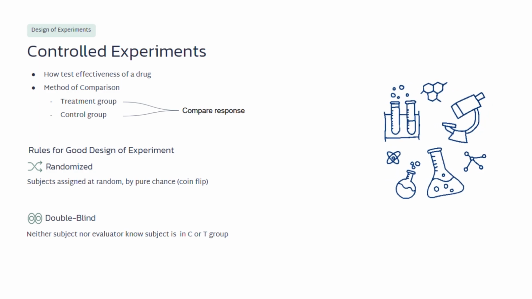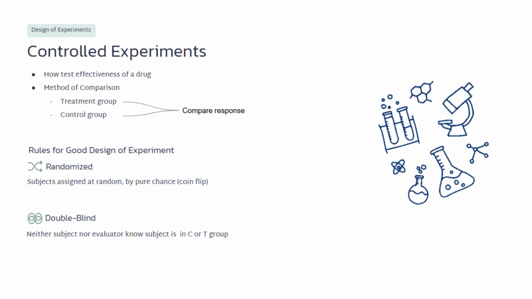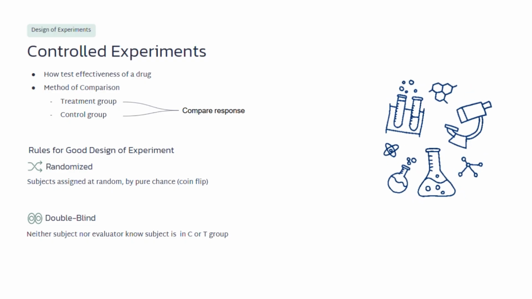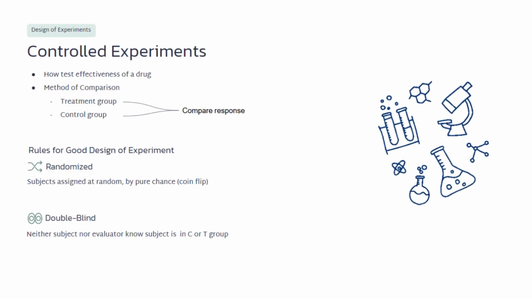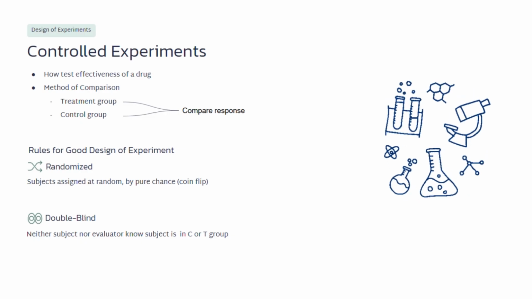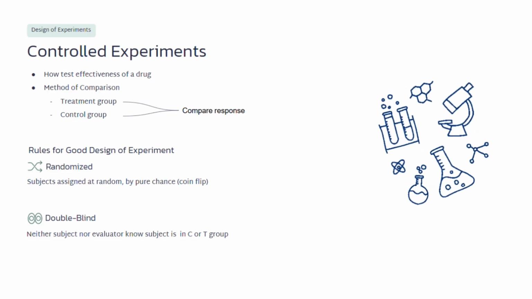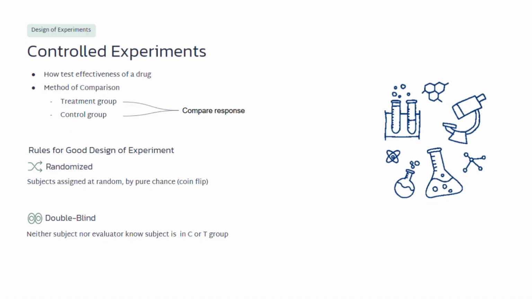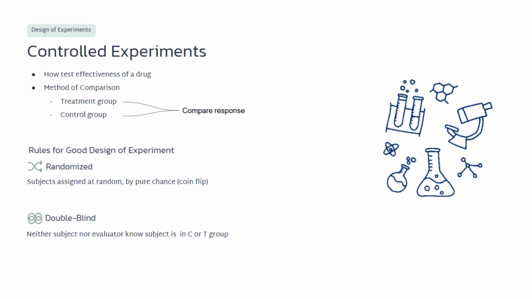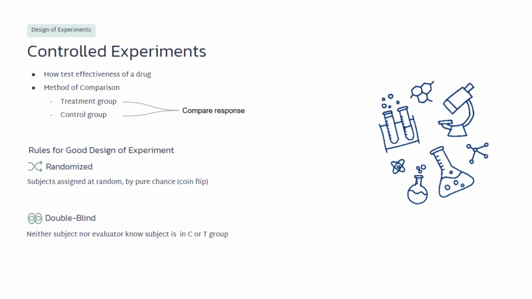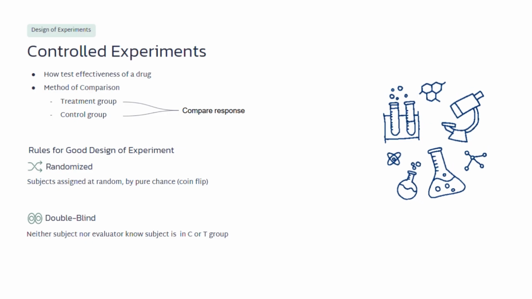There are some well-established rules for a good design of experiment. A good design requires that the subjects are assigned to control and treatment group at random. So we talk about a randomized controlled experiment. Controlled means you have two different groups, a treatment group and a control group, and the randomized part is how you decide which subjects belong to which group. The idea is that you should make it completely random, by pure chance, like flipping a coin, for example.